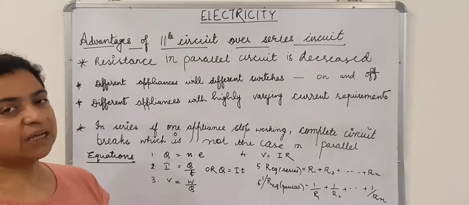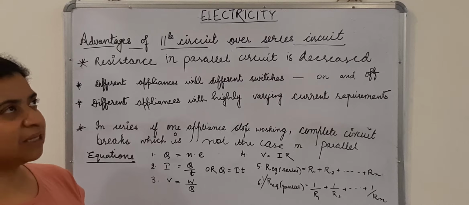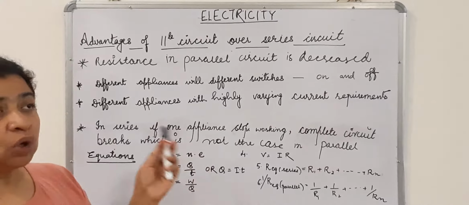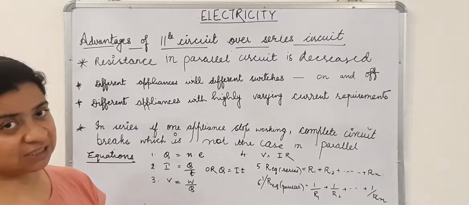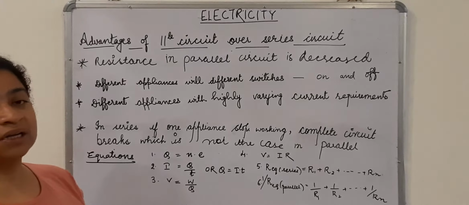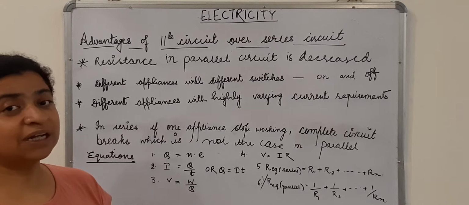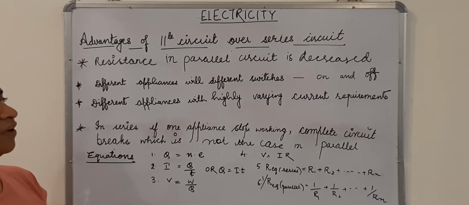In series circuit, the equivalent resistance is equal to the sum of the individual resistances. That means in a circuit, if there are 2, 3, 4 or n number of resistances, then the whole circuit will have the resistance which is equal to the sum of these individual resistances. And in case of parallel circuit, the reciprocal of the equivalent resistance is equal to the sum of the reciprocals of the individual resistances. If we do the calculation, we come to know the equivalent resistance in case of series circuit is more than that of the parallel circuit.